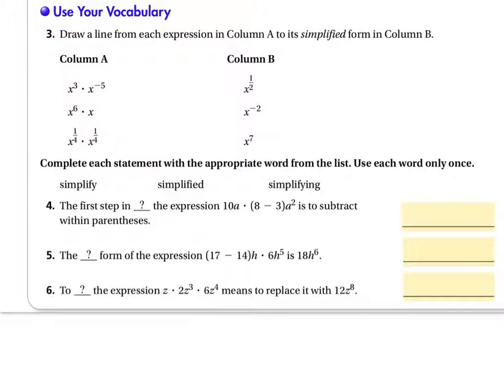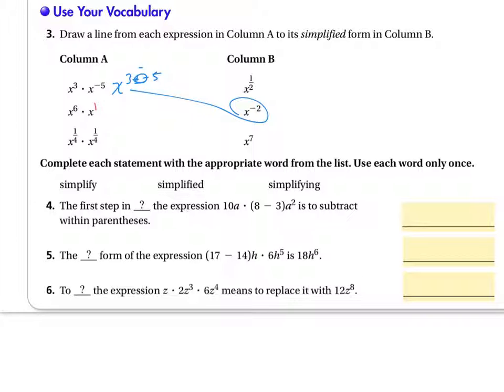Let's use our vocabulary. Let's draw a line from each expression in column A to its simplified version in column B. We are looking at exponents that have the same base. Since they have the same base, we simply add the exponents. So this becomes x to the 3 plus a negative 5. Well, 3 minus 5 is negative 2.